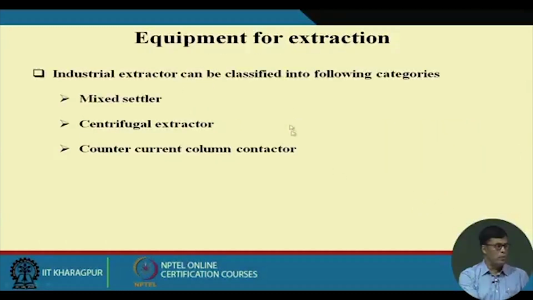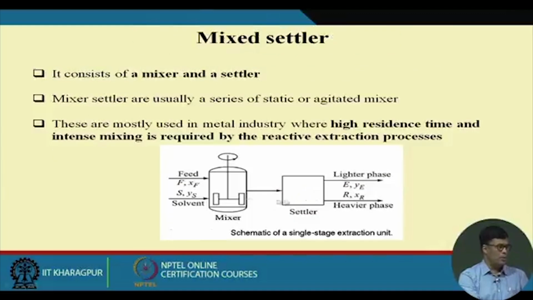The industrial extractors can be classified into the following categories: one is the mixer settler, then the centrifugal extractor, and the countercurrent contactor. These are the different techniques that I will explain. Now, the mixer settler consists of a mixer and a settler. You have feed and solvent, we mix them with the help of a stirrer, then we let it settle, and then the phases separate. The lighter phase we take out, and the heavy phase we take out from the bottom.